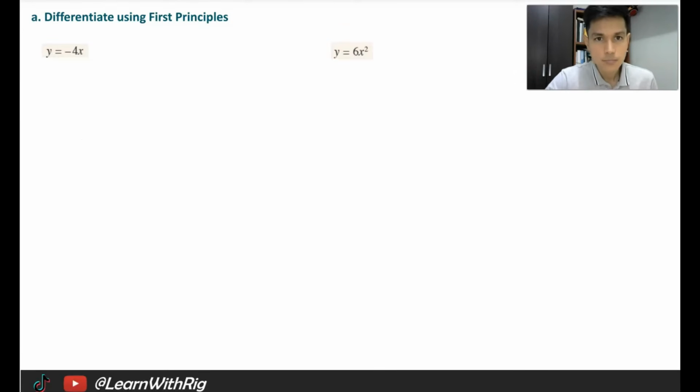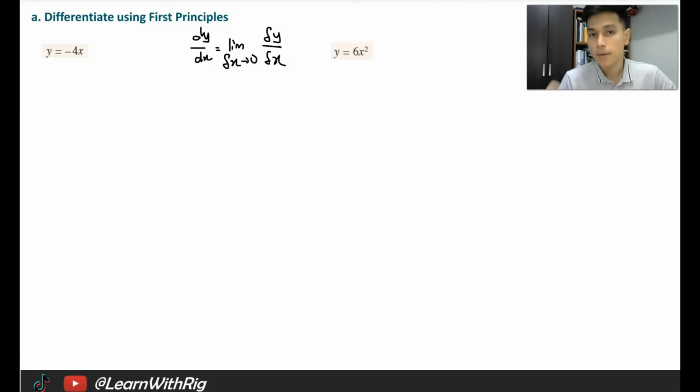Now, differentiate using first principle. You see here, y equals negative 4x. I told you before, there are only two formulas, right? The first thing you have to find is not dy/dx, but delta y and delta x, so that you can substitute into your formula. The formula is dy/dx equals the limit as delta x approaches 0 of delta y over delta x.